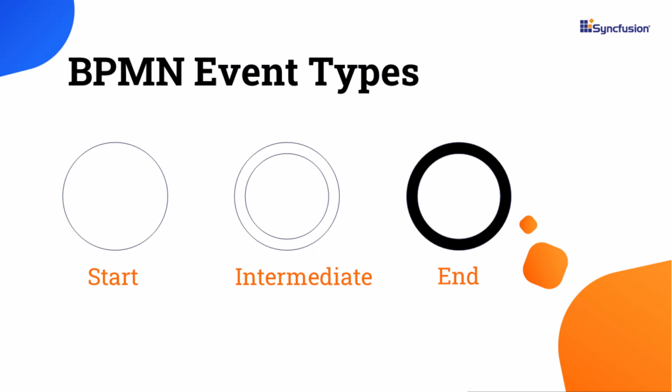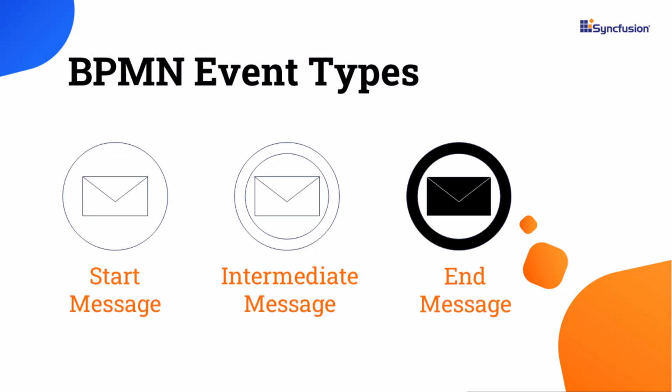There are 3 event types: start, intermediate, and end. Event triggers are denoted by icons inside the circle and represent specific details of the process. The default event trigger is none. Let me create an end event with the message end trigger.